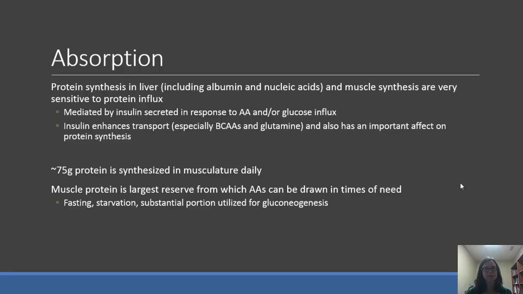So protein synthesis in the liver and muscle are very sensitive to protein influx. After a protein-containing meal, there's a period of increased synthesis. This is mediated by insulin secreted in response to amino acid or glucose influx from the meal. Insulin enhances the transport of these amino acids and also has an important effect on protein synthesis. So we know if we have insulin, it's saying, I've got extra, let's start to store these or use them.